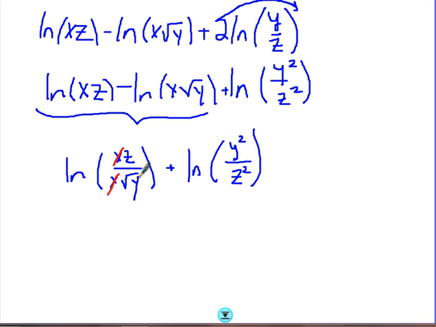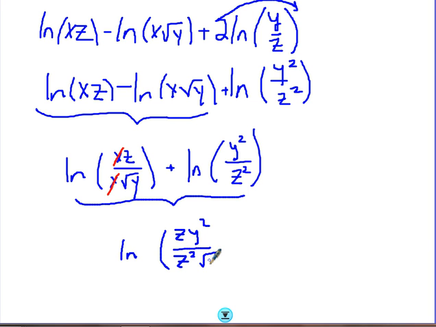So now you have two natural logs that are added. When you condense these together, you're going to condense them into a multiplication. So you have the natural log of, when you multiply two fractions, you just multiply across. You've got z times y squared, and multiplication is commutative, so I'm going to change the order here. I'm going to say z squared times the square root of y. We're almost there. Now we've condensed these natural logs into one natural log. Now it's just simplify our fraction.